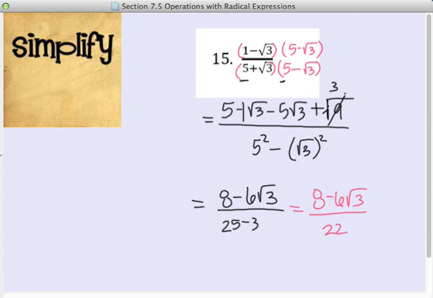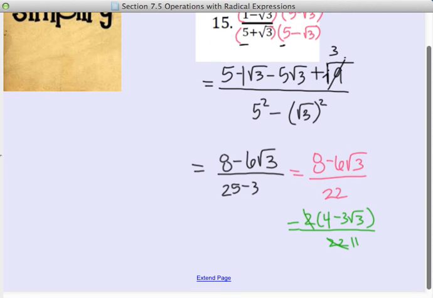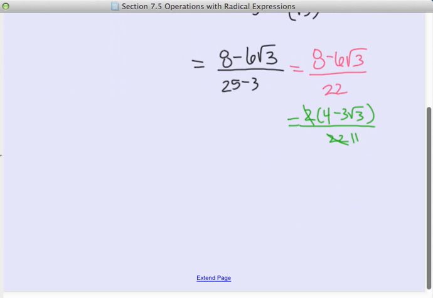And then there's one more way to simplify just a little bit. If you notice in the numerator, they're both divisible by 2, so I'm going to factor out a 2. So I'd have 2 times 4 minus 3 square root of 3 all over 22. The 2 over the 22 will simplify to 11. So my most simplified answer for this problem would be 4 minus 3 square root of 3 over 11.